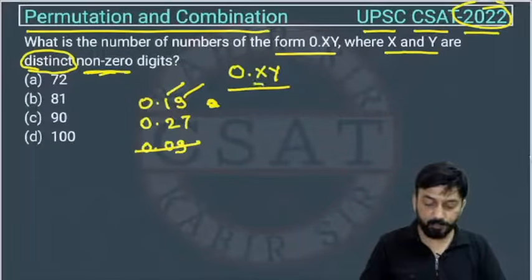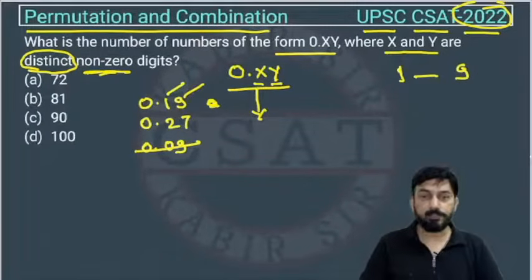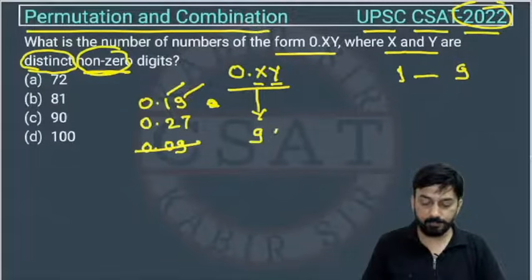So there are two places, x and y. So in x, how many digits can come? We have digits from 1 to 9. 0 we cannot consider, right? Because this is non-zero digit, this is given. Okay, so out of 9 any digit can come, right? So the possibilities are 9, right?